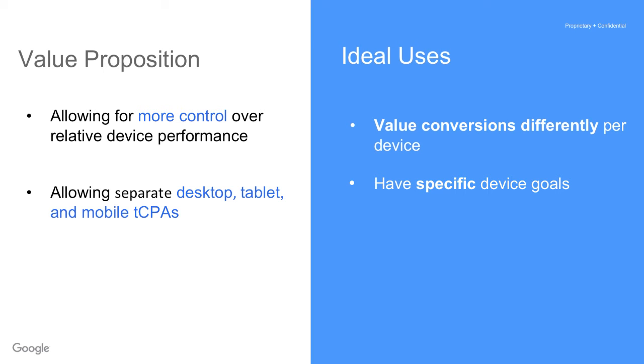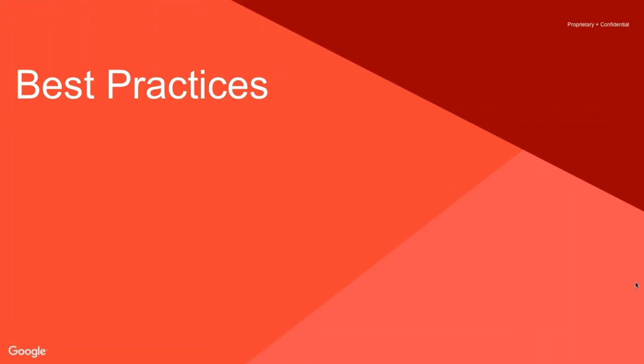Now, what are some ideal use cases for this? Well, it's useful for those who value their conversions differently per device. The perfect example would be someone who really values mobile app downloads and does not value desktop conversions quite as much. You can use your target CPA to ramp up your mobile CPA much higher than your desktop, or less if you have specific device goals.